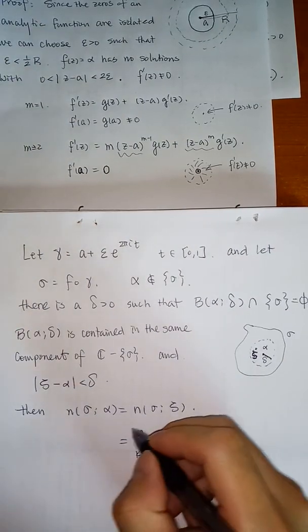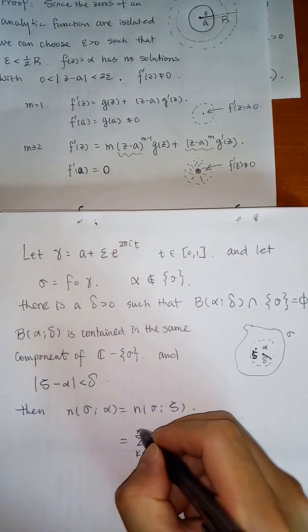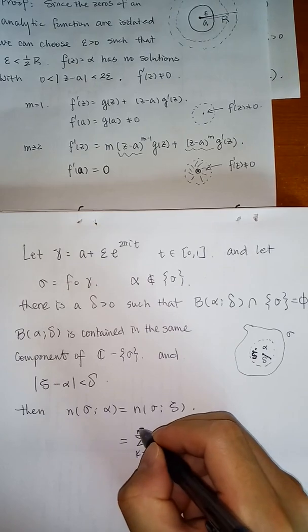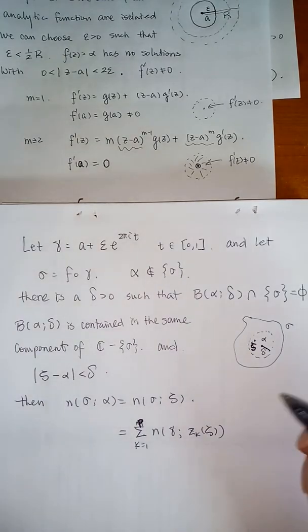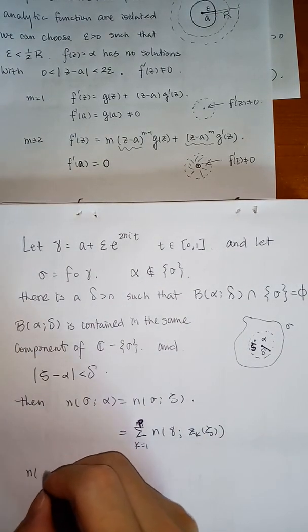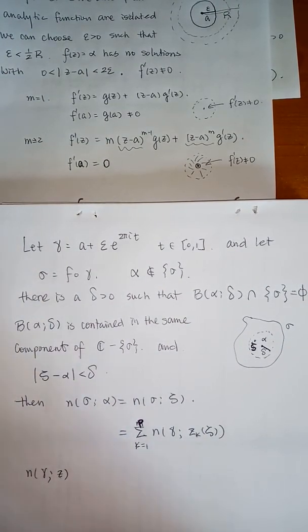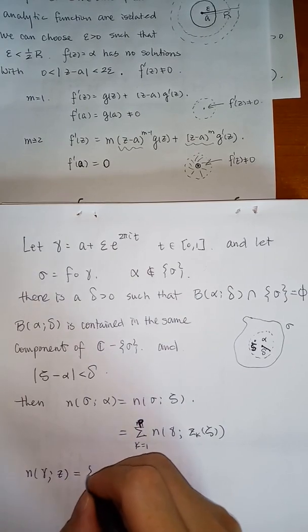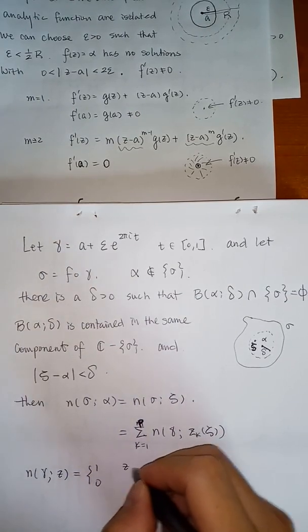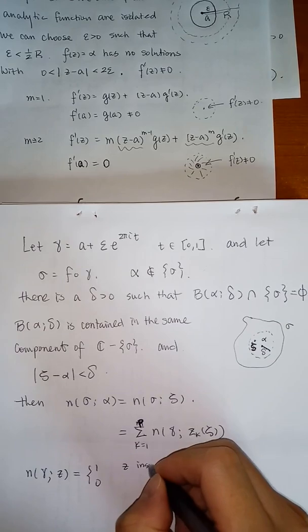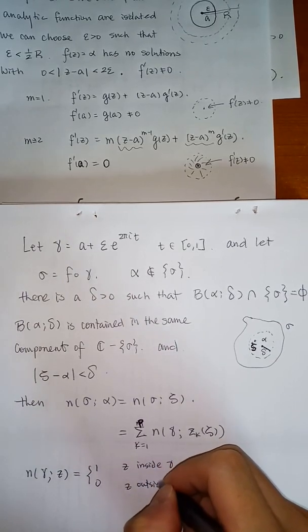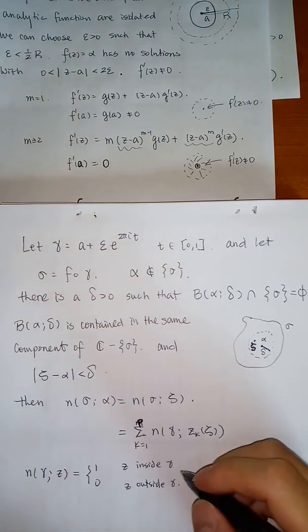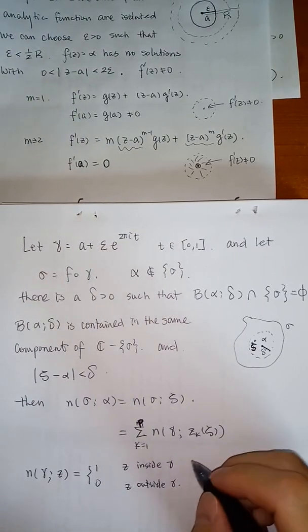P. Let's not use M. M is already used. Let's use a letter P. Okay. The winding number of gamma with respect to Z is 0 or 1. Z is inside gamma, or Z is outside gamma.